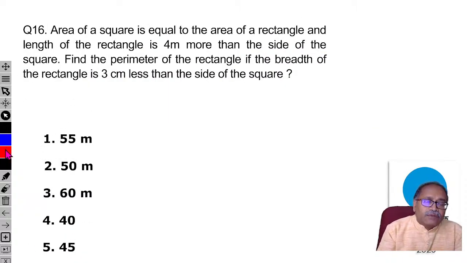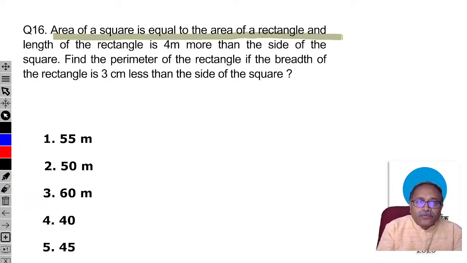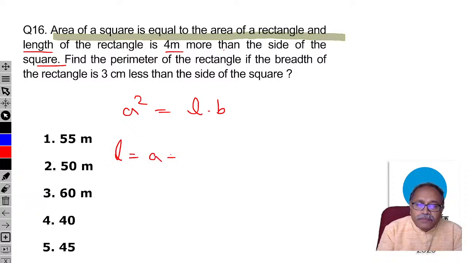The question is based on mensuration. Look at this, what is said: the area of the square is equal to the area of a rectangle. So given to us, the area of the square, A squared, is equal to L into B. Then the length of the rectangle is 4 meters more than the side of the square. So L is equal to A plus 4. Next, what are they saying?